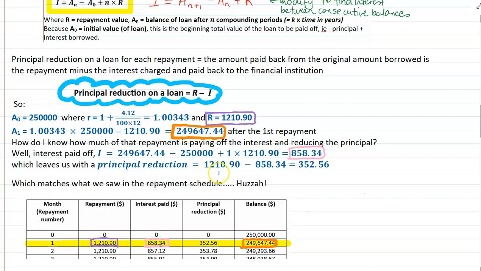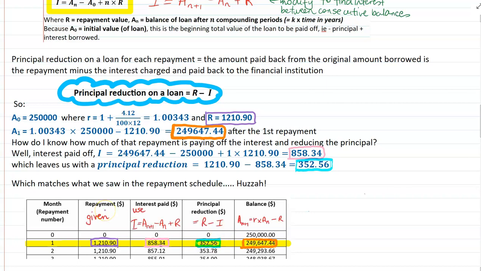So to do this, we simply take the repayment value of $1,210.90 and we subtract the interest paid off for that particular repayment period, and we get $352.56, which matches what we have here.